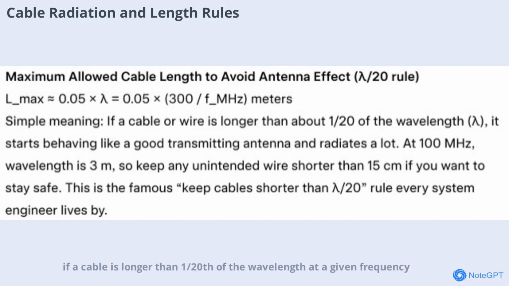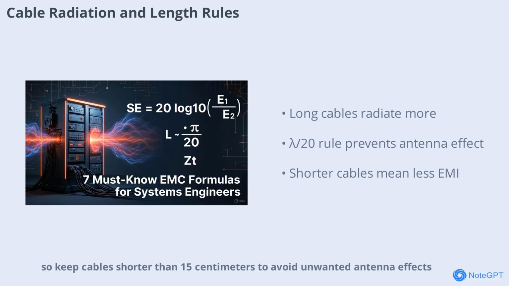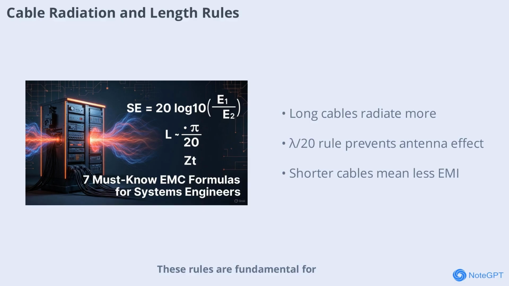There's also the lambda/20 rule. If a cable is longer than 1/20 of the wavelength at a given frequency, it starts radiating significantly. For example, at 100 MHz, the wavelength is 3 meters, so keep cables shorter than 15 centimeters to avoid unwanted antenna effects. These rules are fundamental for keeping your designs compliant and interference-free.